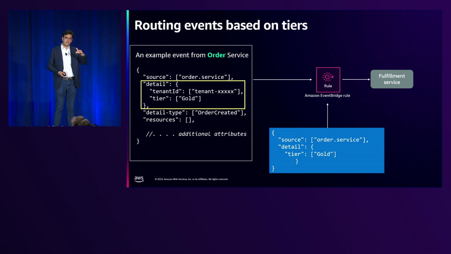You are configuring that, okay, now it belongs to the gold tier, and then the event can be processed and routed to the fulfillment service. If your tenants have the same routing and processing logic, you can combine them into one rule. You can have one rule for multiple tenants. But if you have different tenants and they require different routing and processing logic, it's great to have a separate rule for each tenant. But in most cases, shared rules will work.